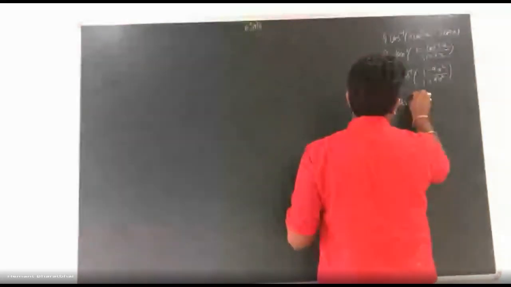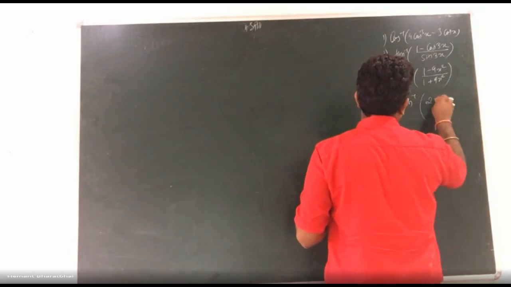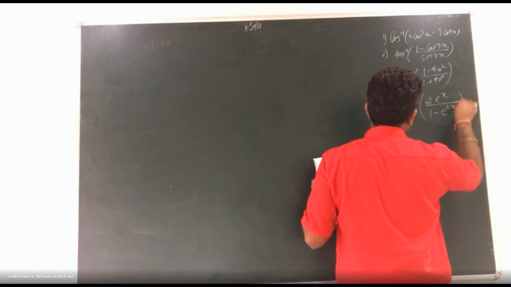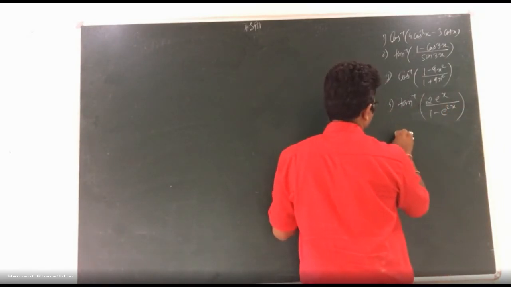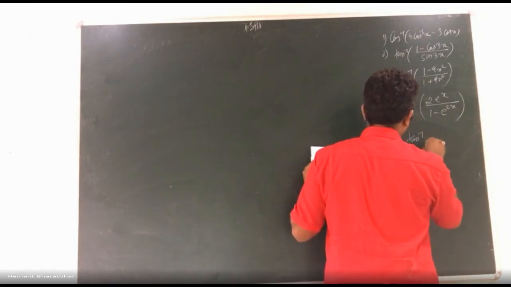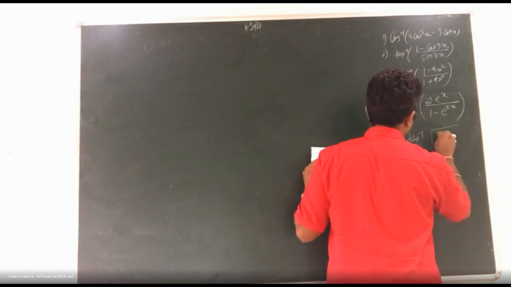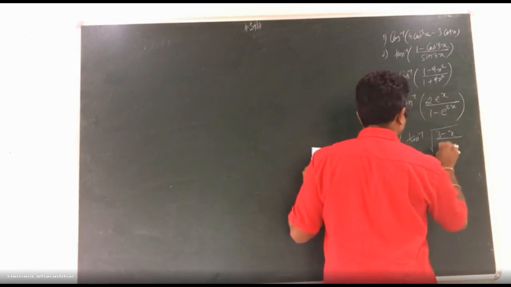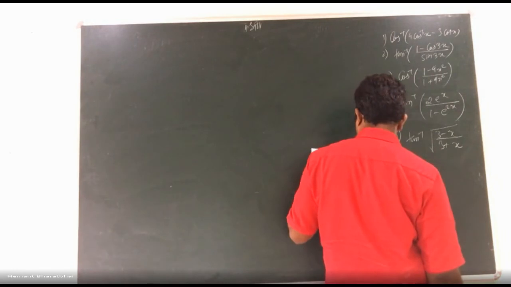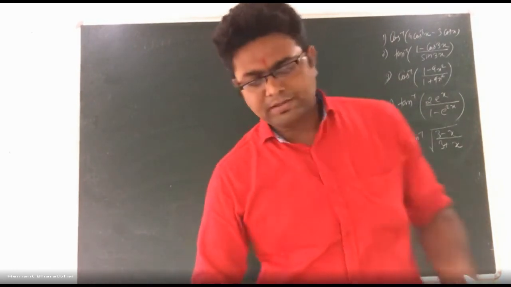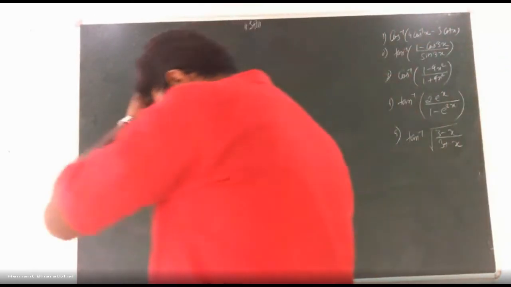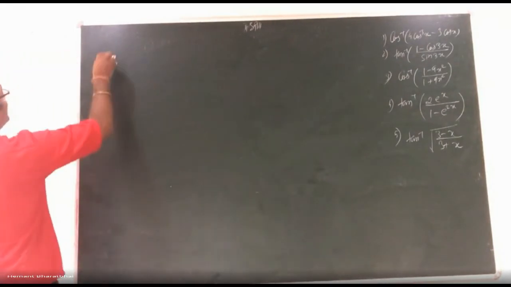then tan inverse of 2 into e raised to x upon 1 minus e raised to 2x. Then fifth, tan inverse of root of 3 minus x upon 3 plus x. So I have written certain problems, so we can start solving this one by one. So let me take the first one.